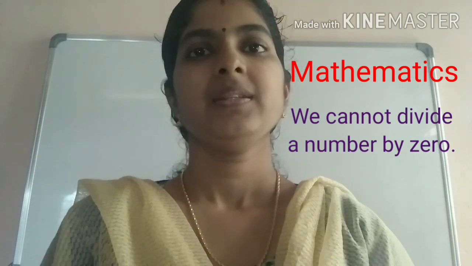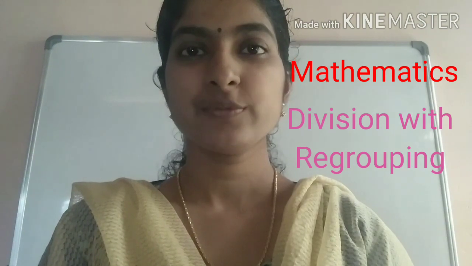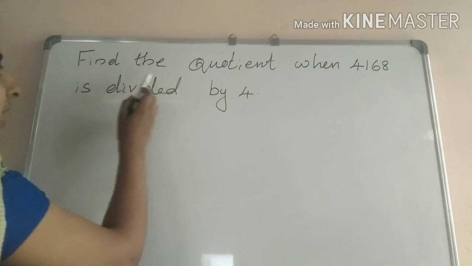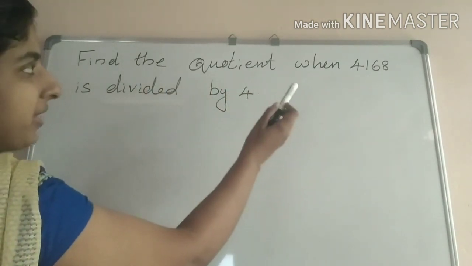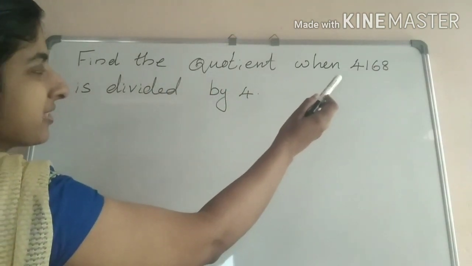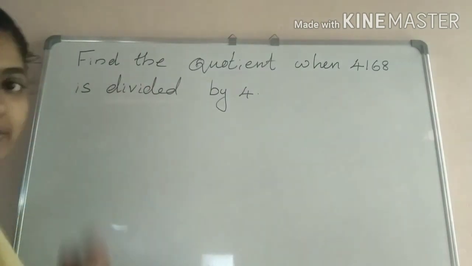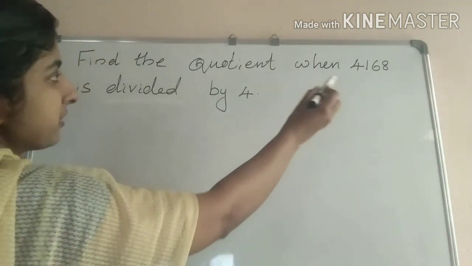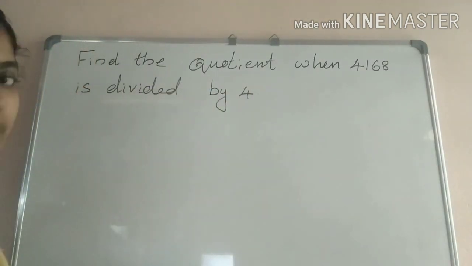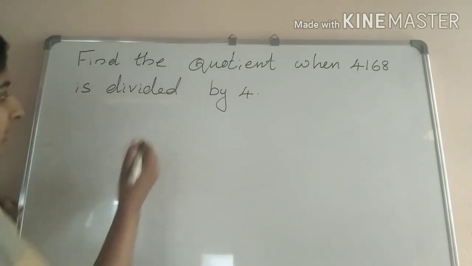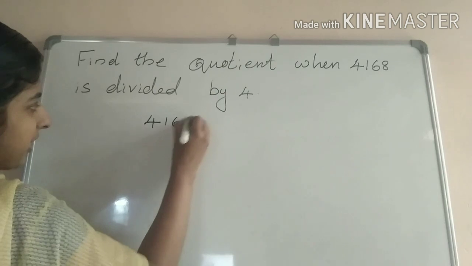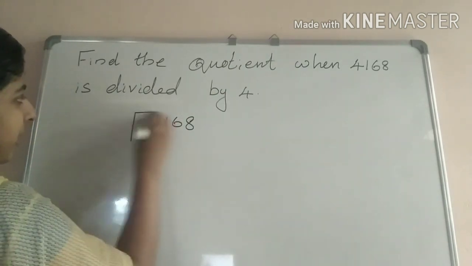Okay. Now we are going to discuss division with regrouping. First question: find the quotient when 4168 is divided by 4. See, how to divide this number? 4168 divided by 4.